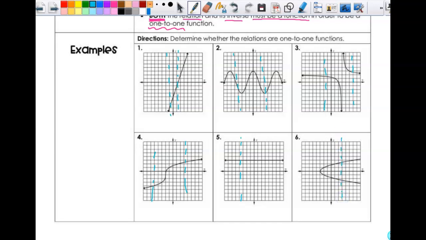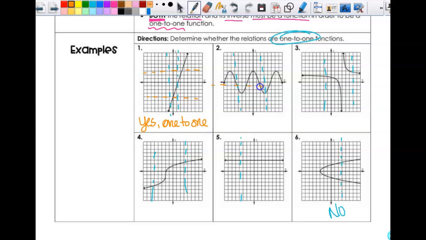So if I'm trying to determine whether the relations are one-to-one functions, the answer is no on this one for sure, because it's not even a function to begin with. 1 through 5, they're functions. So in order to be a one-to-one function, not only does it have to pass the vertical line test, it also has to pass the horizontal line test. So on number 1, okay, passes the horizontal line test. Works just like the vertical line test, so the answer to this one is yes. It's one-to-one.